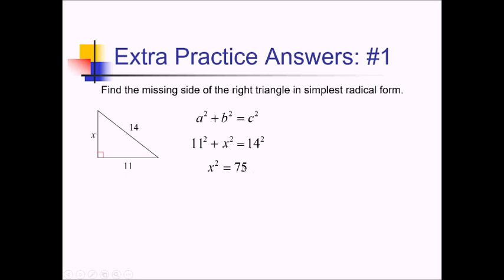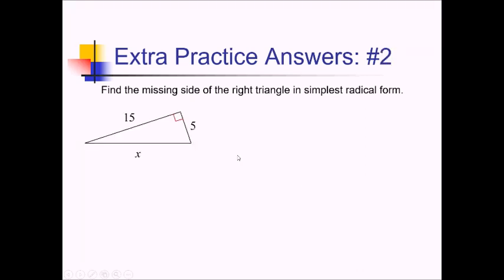Now, 75 is not a perfect square, but we can simplify radical 75 a bit. 75, we can split up into 25 times 3. 25 is the biggest perfect square that goes into 75. So radical 25 times radical 3, if I square root that, is going to be 5 radical 3.